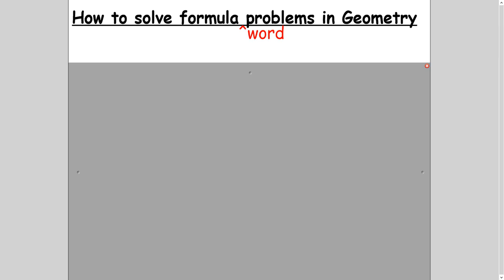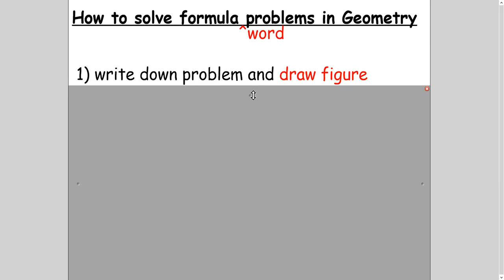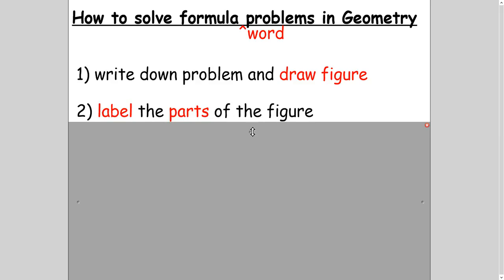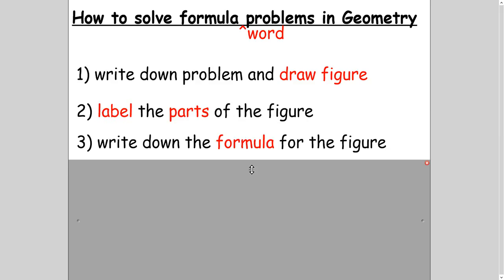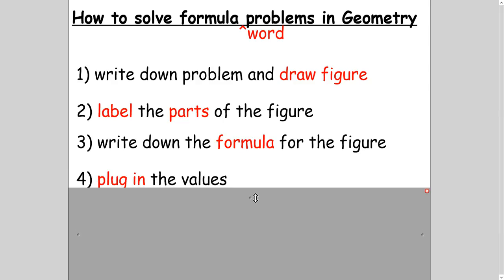Now we're going to go on and look at some word problems or formula problems for geometry, and we're going to use applications for circles, but you can use this for any type of geometric problems. First, write down the problem and draw the figure out. Then you want to label the parts of the figure that you know. Write the formula down, look it up, find the appropriate formula, and plug in the values that you know.